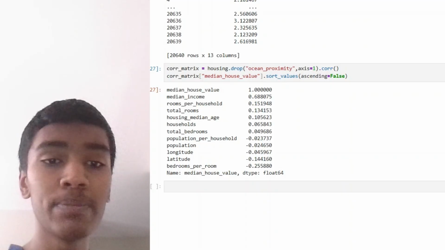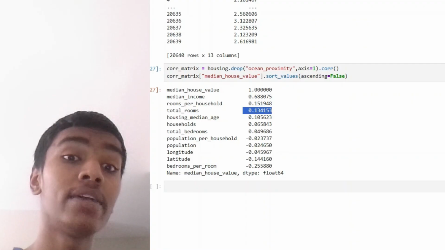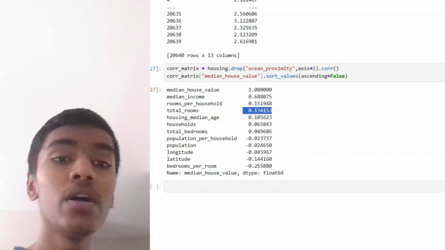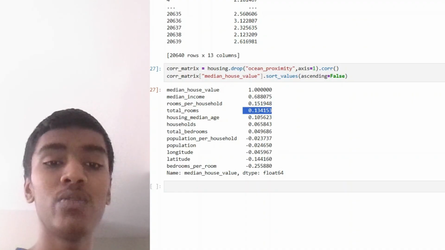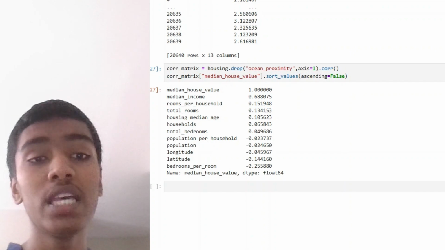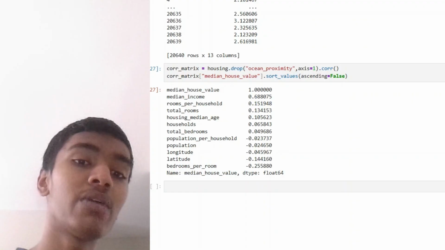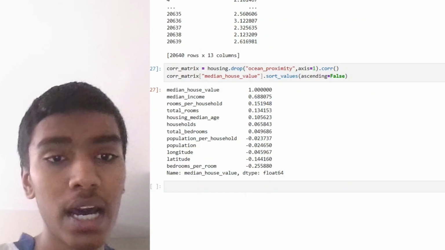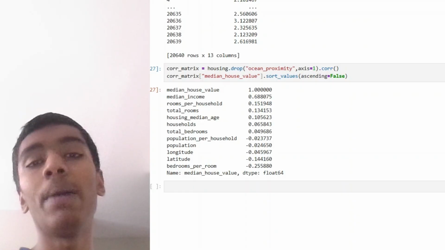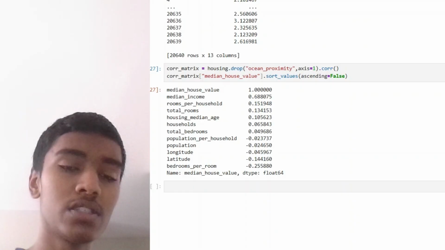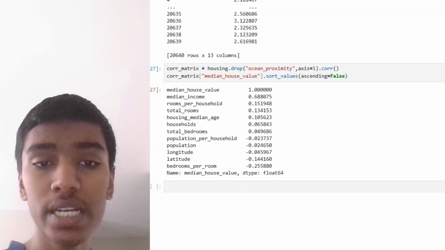Total number of rooms, as the total number of rooms per district goes up, as the median house value goes up, the total number of rooms is also going up, but it's going up by a very, very weak number, right? So if, for example, the house value were to go up 10x, then the total number of rooms would also increase. It wouldn't decrease, but it would go up by, let's say, 1x or something. It would just increase by just a tenth of that factor, essentially.